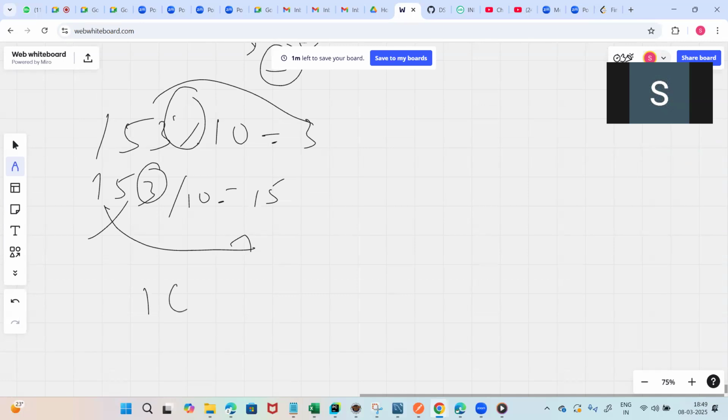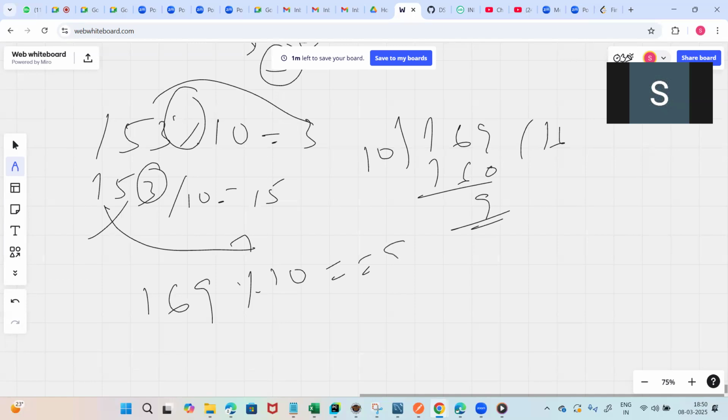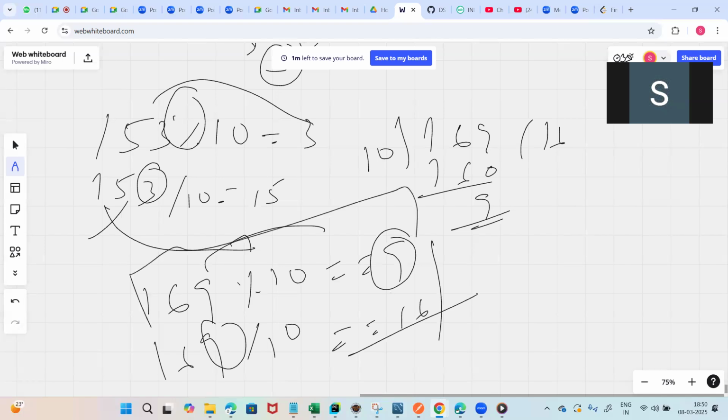Suppose 169. If you do modulus 10, how much, Kundan? Can you tell me? 169, if you do modulus 10, what is the answer? Do this, Kundan, 169 by 10. 10 into 16 is 160. Remainder is 9, right? That's it. So if you do modulus 10, you will get the last digit as the answer. If you do by 10, the last digit will be removed. The 16 will be the answer. Clear, guys?